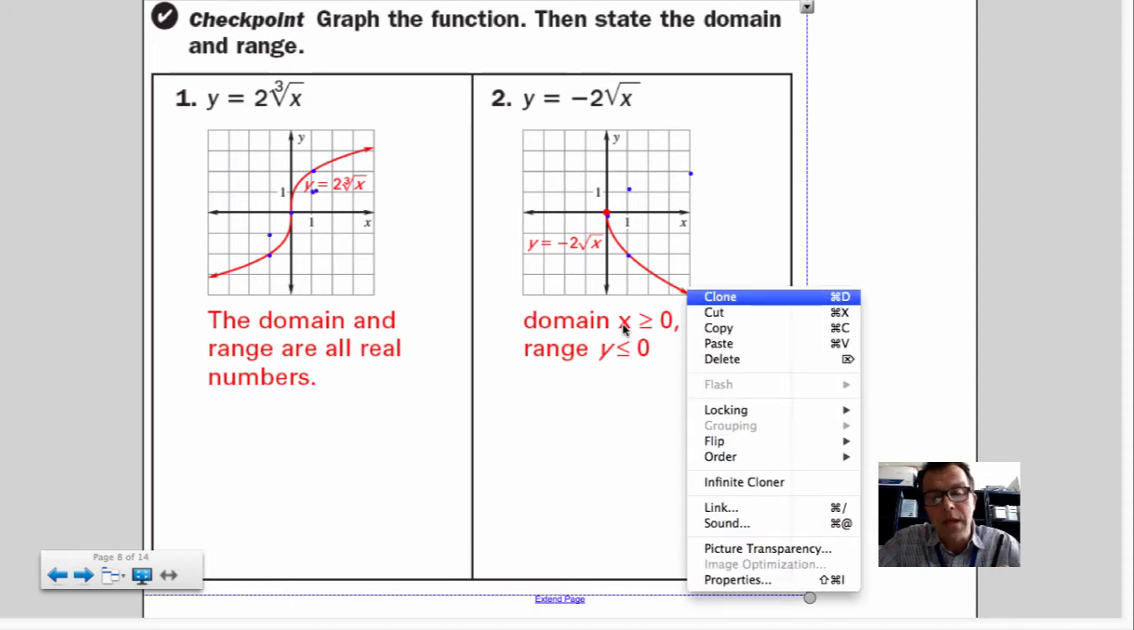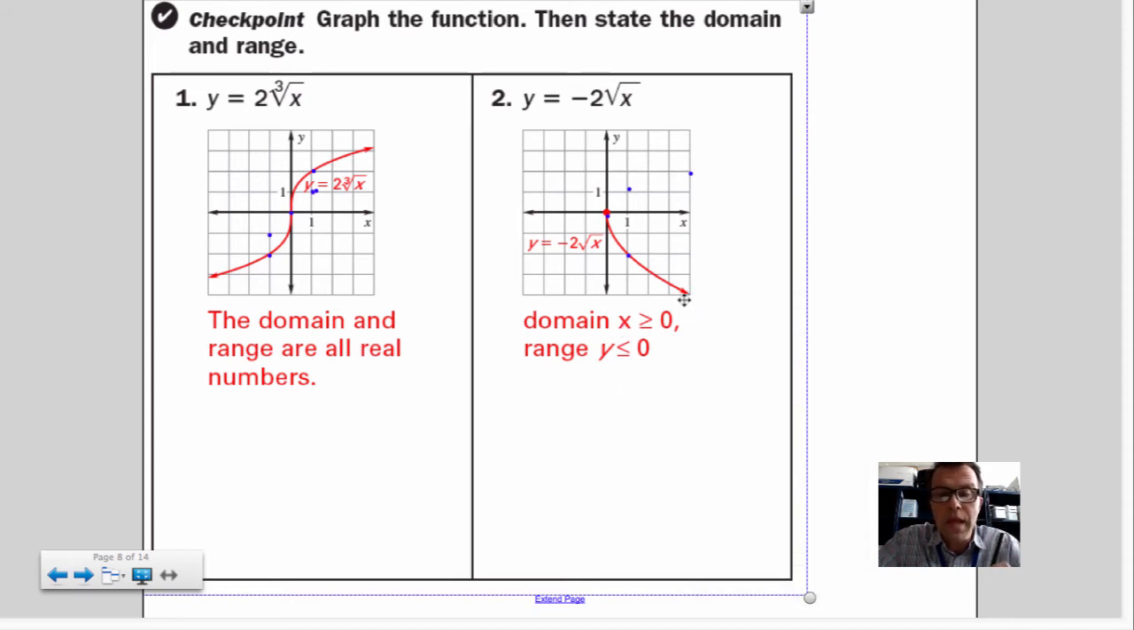So your domain actually stays the same. Your range would be y less than or equal to 0.